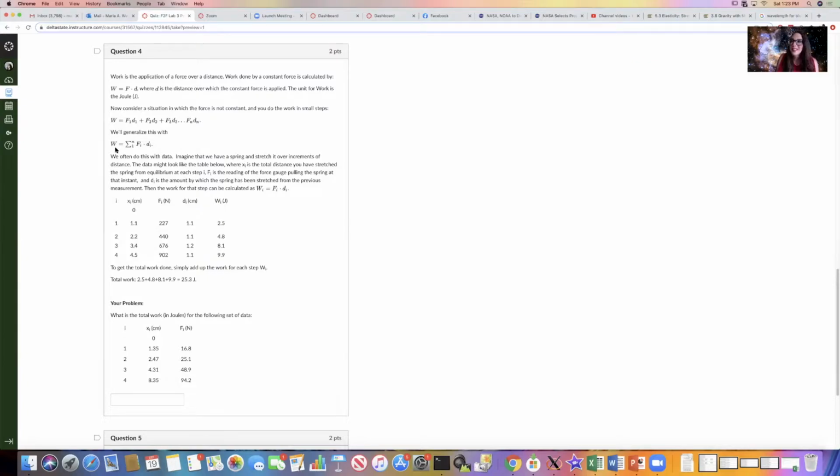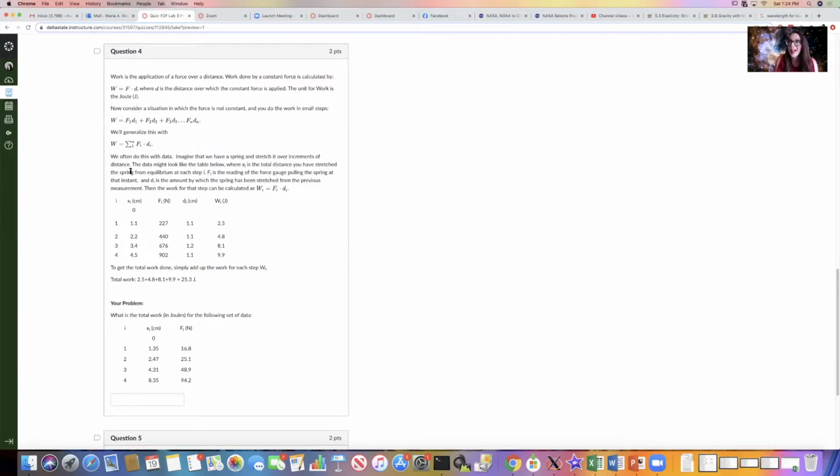So we can generalize this to say that work is equal to the sum of all of our little increments of force times distance. I will show you that this is sometimes what we refer to as a Riemann sum, for any of you who have had calculus. We often will do this with data. Essentially, in what I'm going to show you, we're taking an integral, an area underneath a curve, by hand. Imagine that we have a spring and we stretch it over increments of distance.